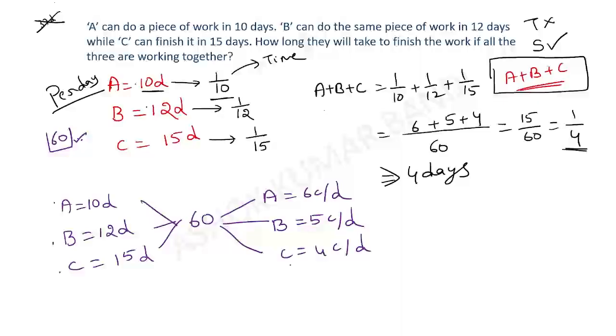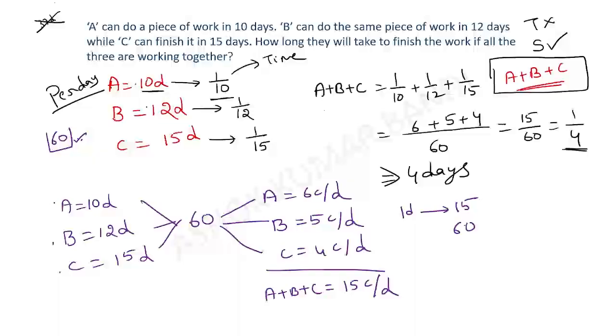Now if all of them are eating together, they can eat 15 chocolates per day. So in one day, they can eat 15 chocolates. To complete the entire work, they need to complete all the 60 chocolates. How long are they going to take? Simply do the cross multiplication. You are going to get 4 days. That's going to be your final answer here.